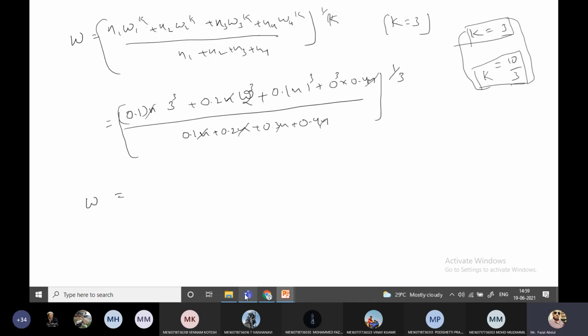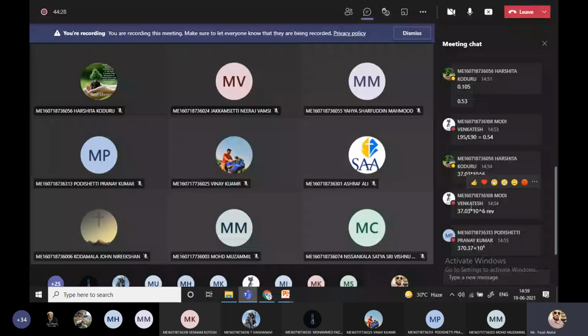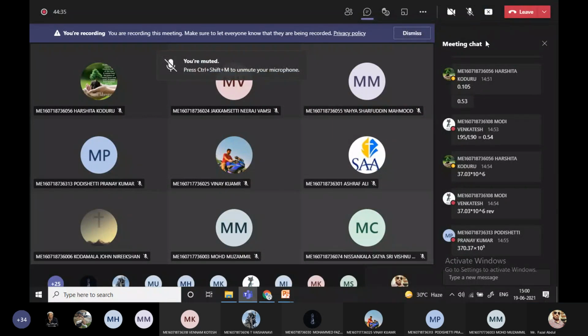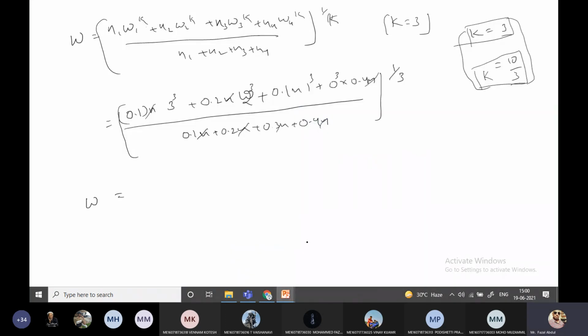So tell me the radial load value, equivalent radial load value. Just tell me the value, Babu, how much? Radial, equivalent radial load value. Fast, do it fast, Babu.